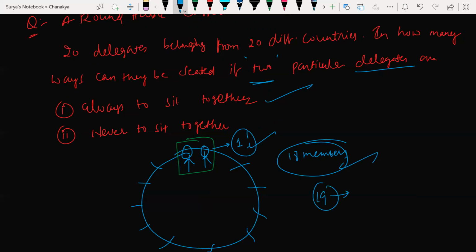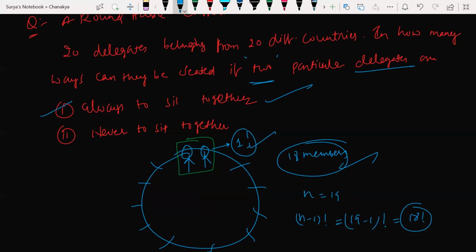Total n is what here now? What is n here? What is n now? n is equal to 19. So n minus 1 factorial, which gives me 19 minus 1 factorial, which is nothing but 18 factorial. Getting my point? This is what? Always sit together.